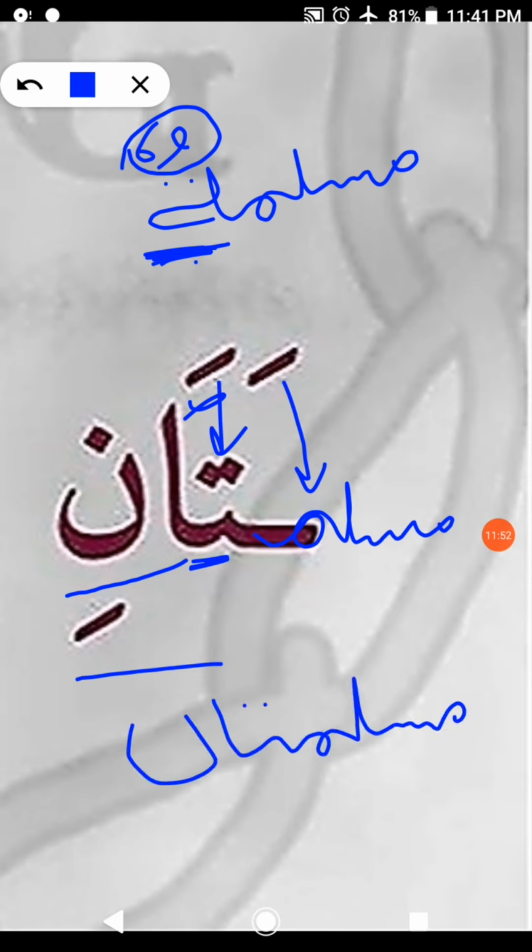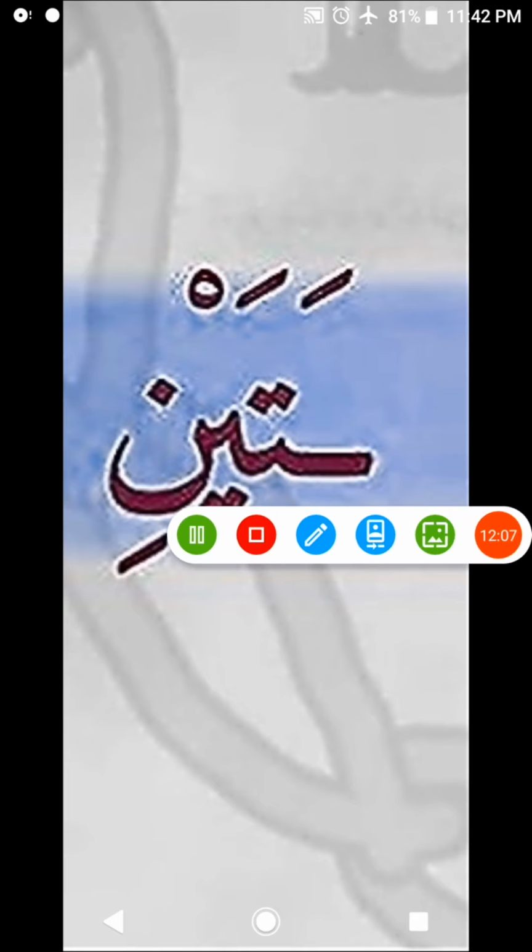So this fatha is for this and this fatha is for this. Muslimatani. Similarly, mu'minatani. Let me write it here. Two submitting feminines, not females but feminines. Next you have the suffix for musanna, nasab or jar, feminine.